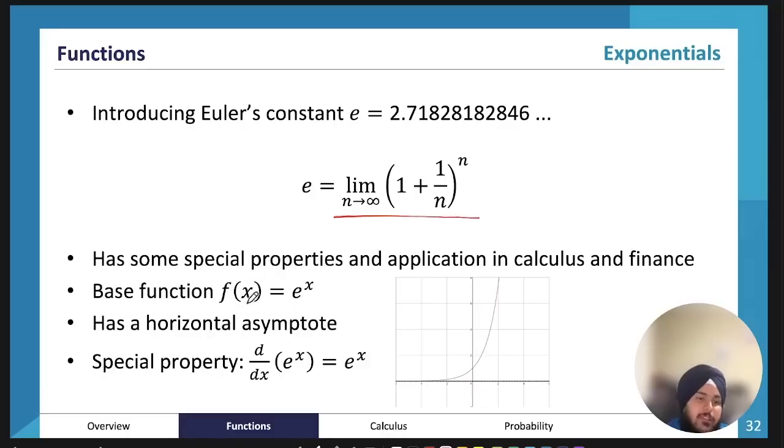So this is what it looks like. We have the e, which represents Euler's number, which is approximately 2.72. Another special property, which we'll come back to when we do calculus, is that e to the x is actually a derivative of itself. So the gradient of the function is the same as the function itself. Very strange, but that's how it is.